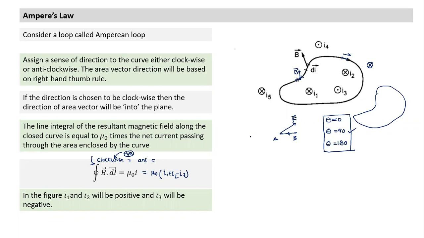So just to give an example. In case of an Amperean loop, it has to be an open surface. Many times in case of Ampere's law we use an open surface. And whenever we have an open surface, it will have a loop. An open surface will always have a loop. Let's try to understand this with one example.